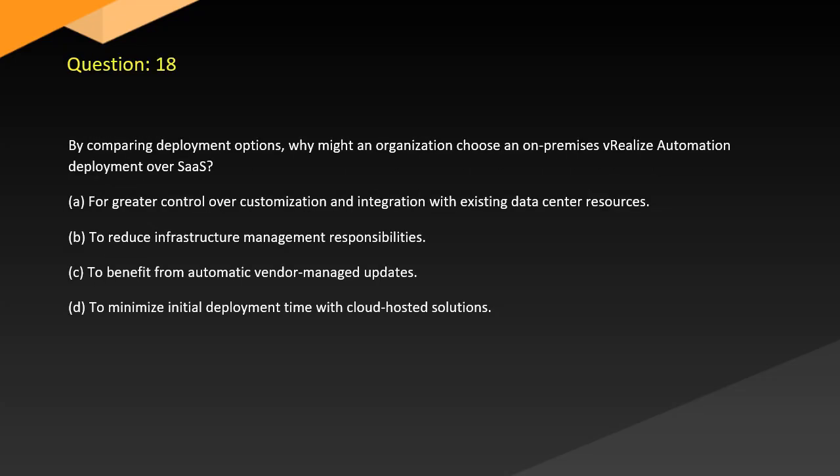Question 18. By comparing deployment options, why might an organization choose an on-premises Realize Automation deployment over SaaS? A. For greater control over customization and integration with existing data center resources. B. To reduce infrastructure management responsibilities. C. To benefit from automatic vendor-managed updates. D. To minimize initial deployment time with cloud-hosted solutions.